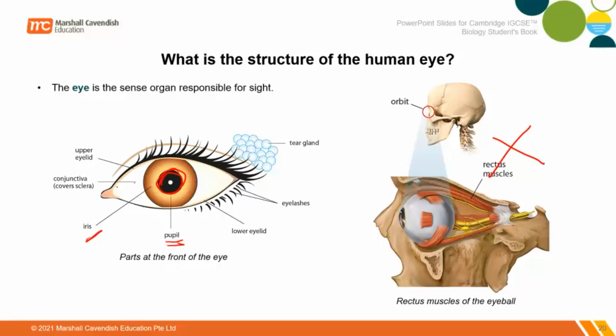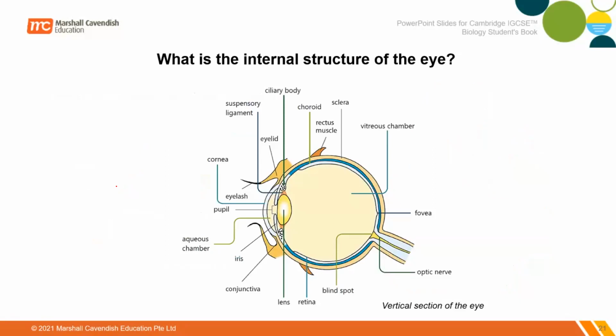But the most important things for me are the pupil, the iris, the sclera. Let's go through the internal structure of the eye. Don't worry, not all of the labels are important. I will let you know exactly, and I will take on the important labels needed for the exam.